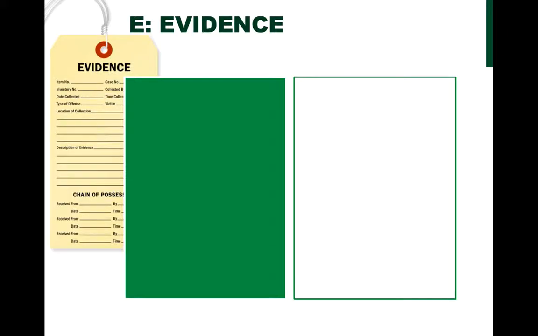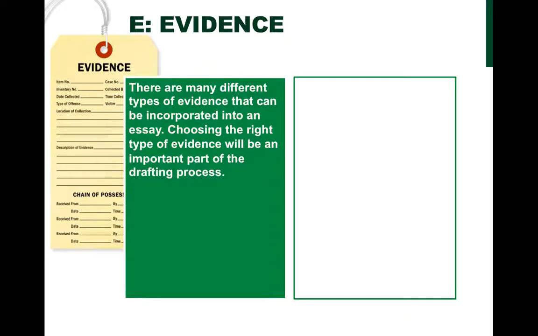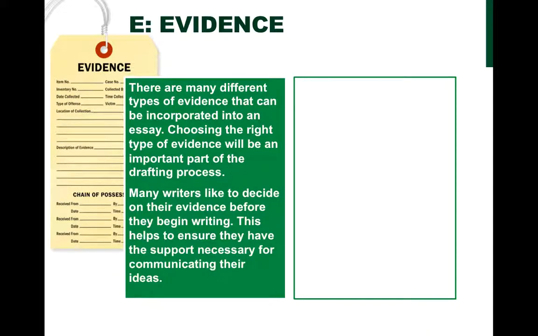Evidence comes next, and there are many different types of evidence that can be incorporated into an essay. Choosing the right type of evidence will be an important part of the drafting process. Many writers like to decide on their evidence before they begin writing. This helps to ensure that they have the support necessary for communicating their ideas. Often, we start writing a paper with our ideas and have a hard time finding evidence that supports it directly. So thinking about that could help save some time researching.